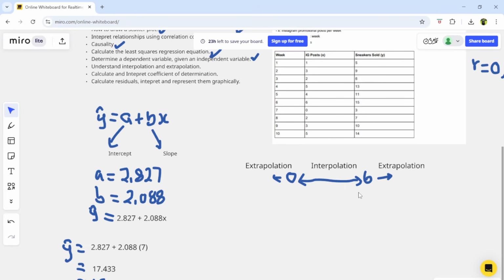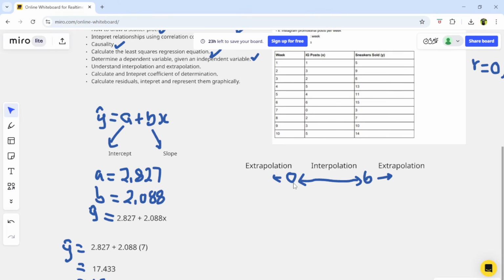So the example that we just did is extrapolation. If we're determining sneakers sold from 7 IG posts, that is extrapolation. So it's going to be extrapolation from this side, because 7 is above 6.